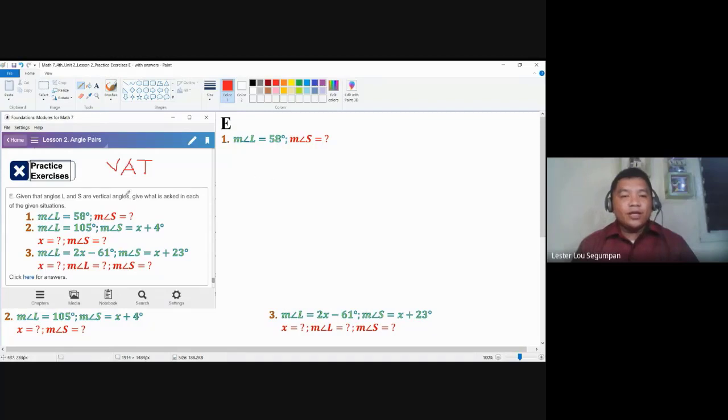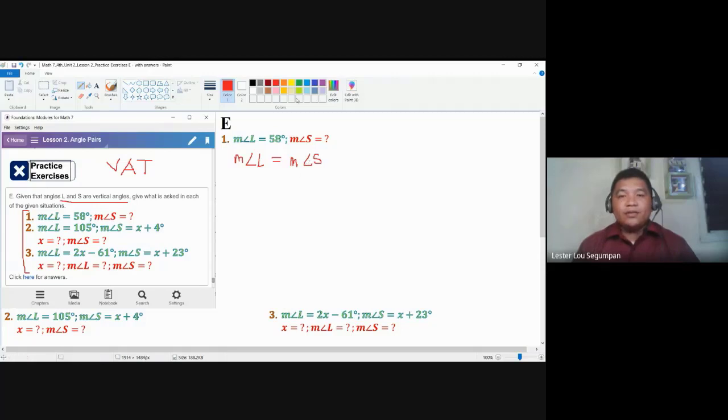So if we consider that angles L and S are vertical angles, we are going to apply, for numbers 1 to 3, that the measurement of angle L and the measurement of angle S are equal to one another. Looking at number 1, the measurement of angle L is equal to the measurement of angle S. This is unlike complementary, supplementary, or linear angles forming a linear pair, wherein we could sum them up and equal 90 or 180. Here in vertical angles, they are just equal to one another.